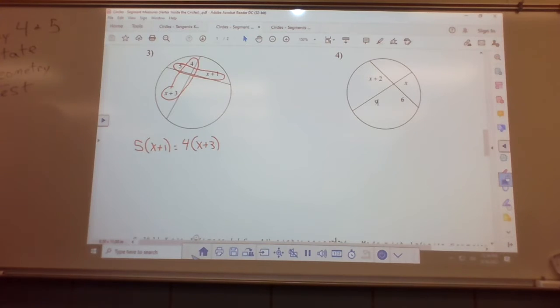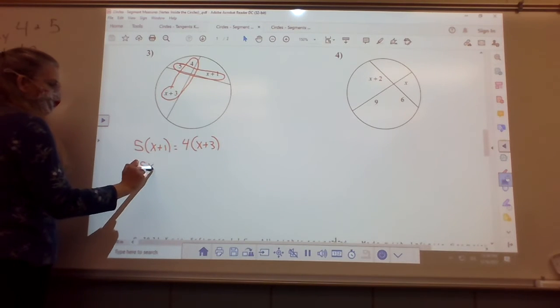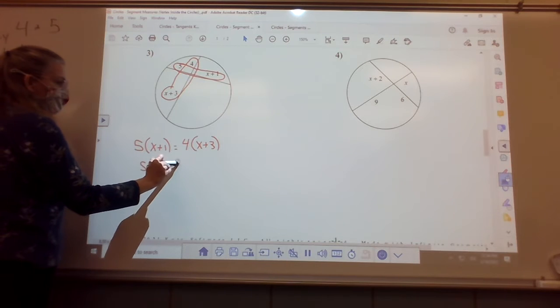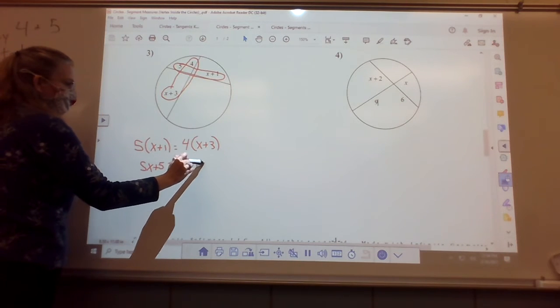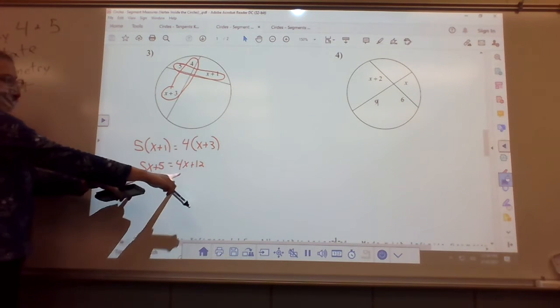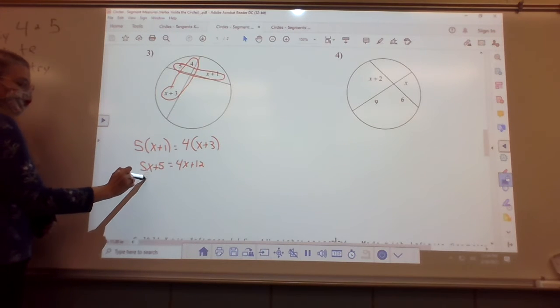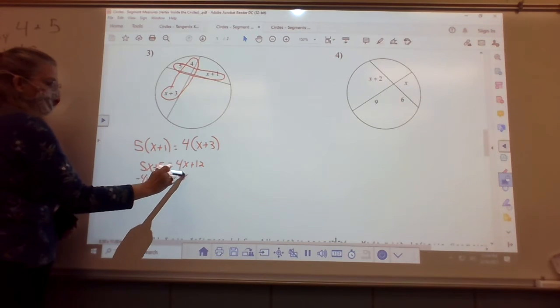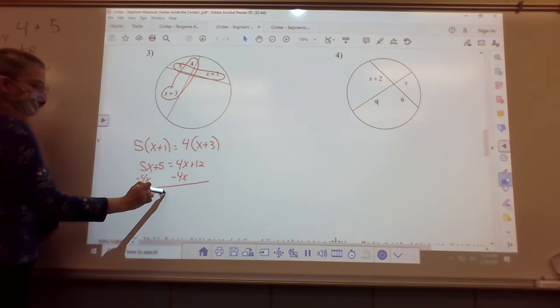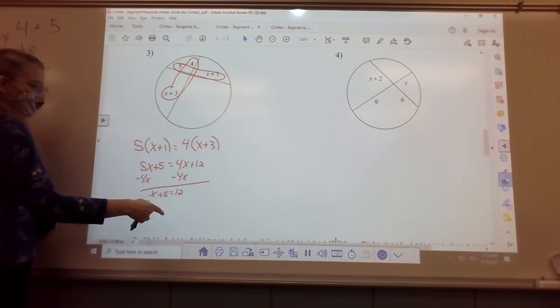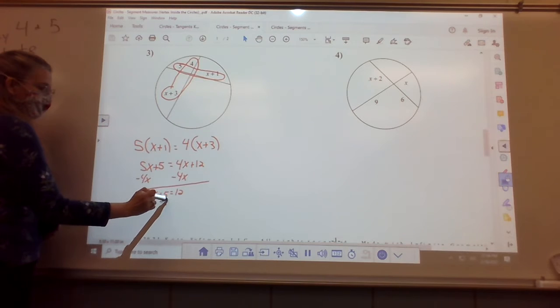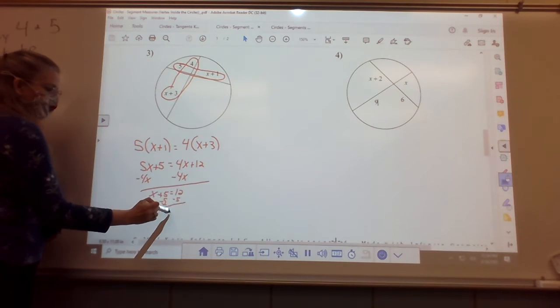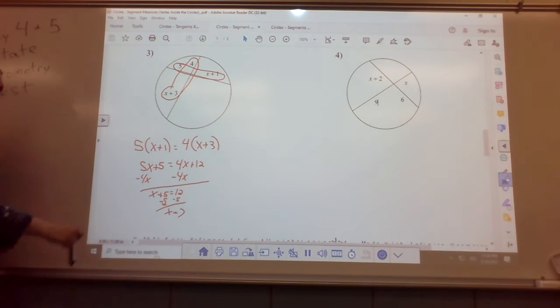So 5x plus 5 equals 4x plus 12. Get my x's together. Subtract 4x. X plus 5 equals 12. Move the 5. X was 7. So I'm not saying the segment was 7. I'm saying I plug 7 back into the x.